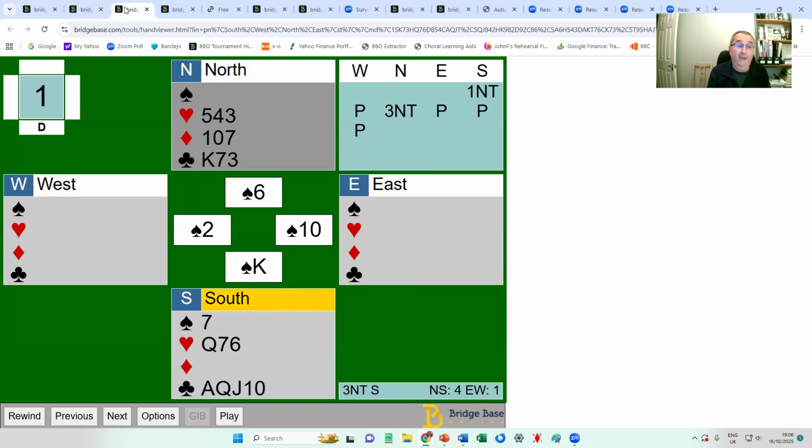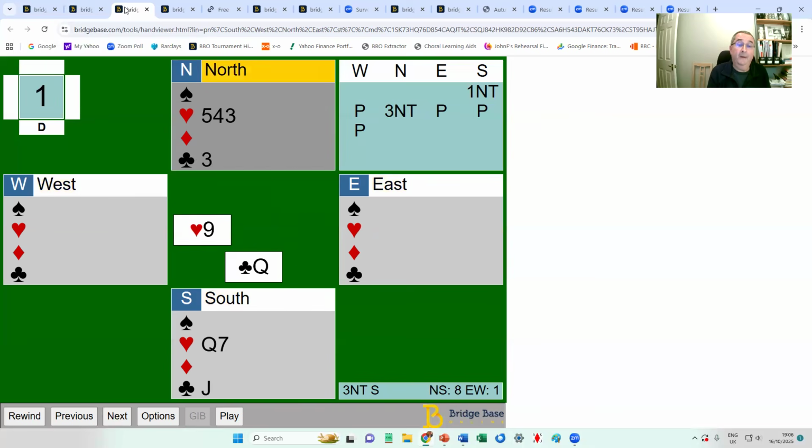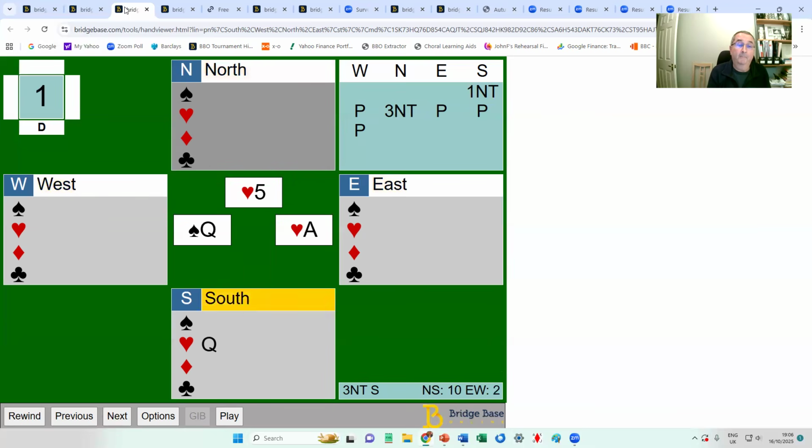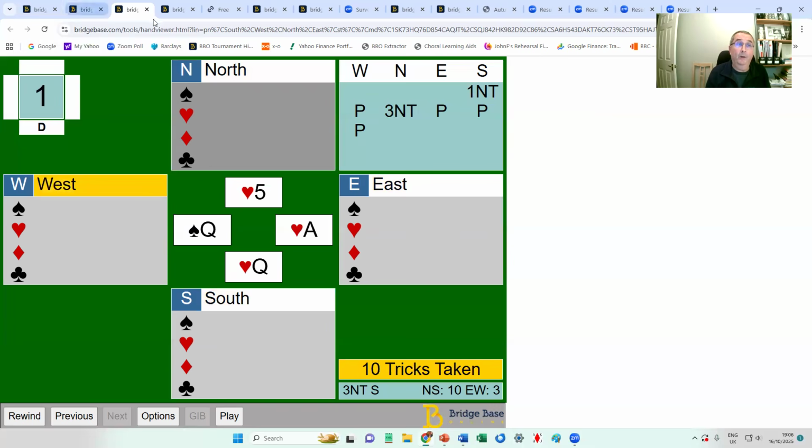Now it's quite likely, seeing that weakness in dummy, that East will carry on in spades. But of course I've got the king, and now I can cross to dummy, take my 2 diamonds, and take the rest of my clubs. And played that way, I can make 10 tricks on that one.